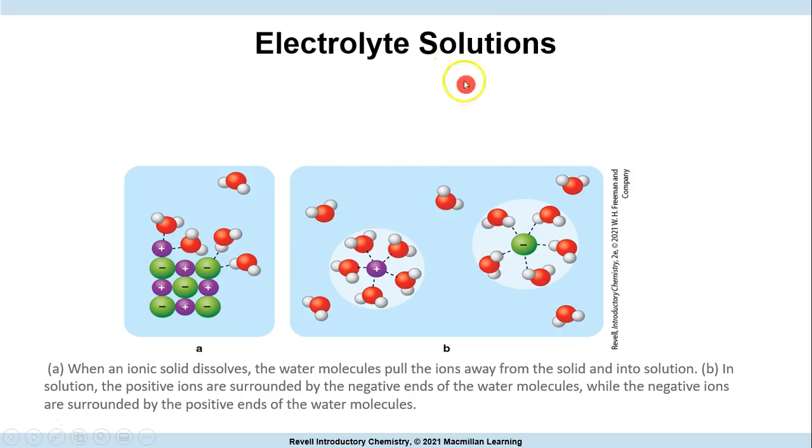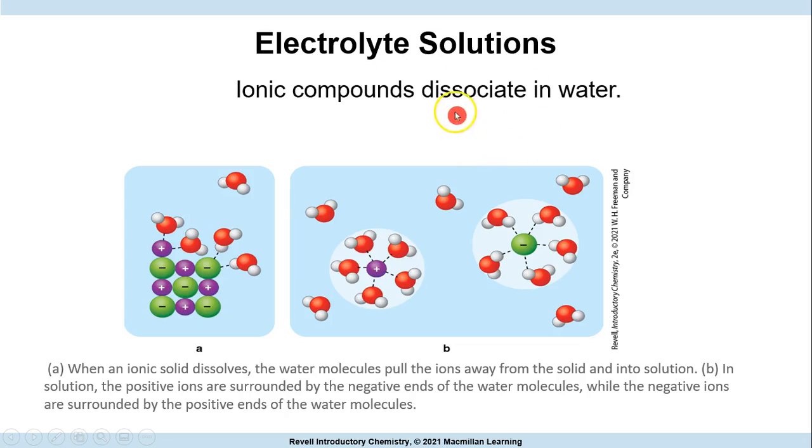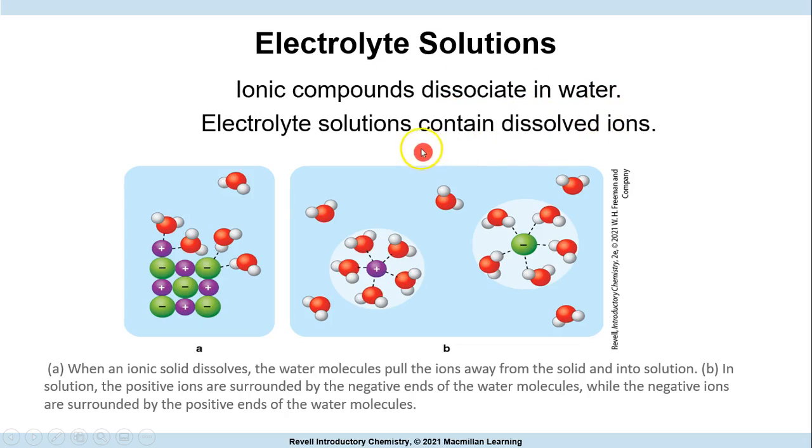Now let's look at electrolyte solutions. In chapter 6, when we were looking at compounds, we looked at ionic compounds and molecular compounds, and under ionic compounds we looked at electrolytes, where we said that ionic compounds dissolve in water to produce electrolyte solutions, and so electrolyte solutions contain dissolved ions. Here in these two pictures, we see that when we introduce an ionic compound in water, the water molecules pull the ions away from the solid and into solution. That is exactly what the water molecules are doing.